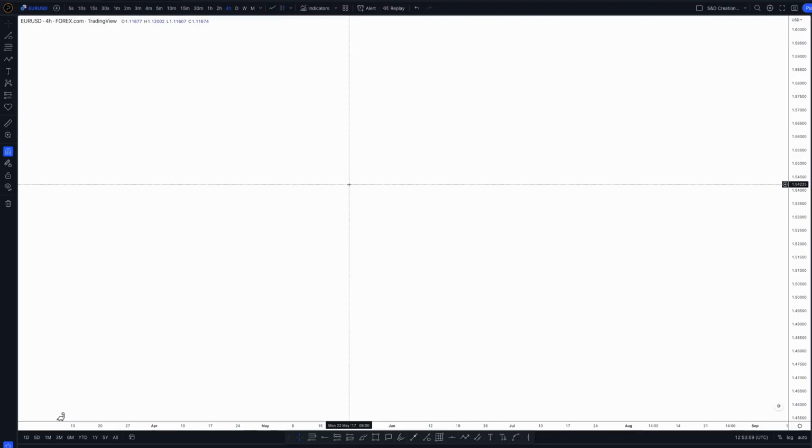But this lesson is where we're going to start to look at how we actually identify these zones in their most basic form. Okay, as we go through the lessons, we'll then learn how we refine these and try and make them more and more high probability.